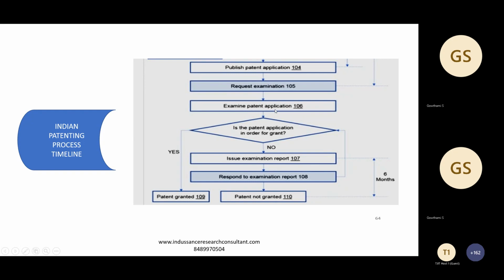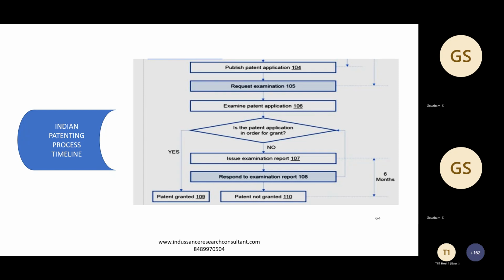So the examination of the patent application will take place. Is the patent application in order for grant? Then they will issue an examination report, which we will receive. We are supposed to respond to it within 6 months. And again, within 6 months, we will get to know whether the patent is granted or not. So entirely, 48 months is roughly 12 fours are 48. So we will have to give 4 years if we are filing a normal application and waiting for the grant. Please keep in mind the process will take up to 4 years.